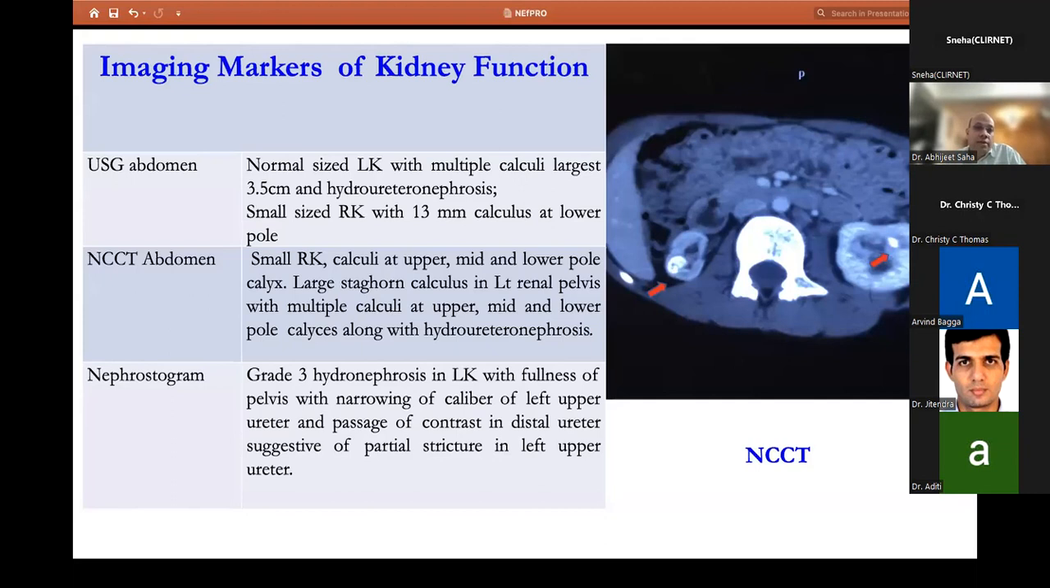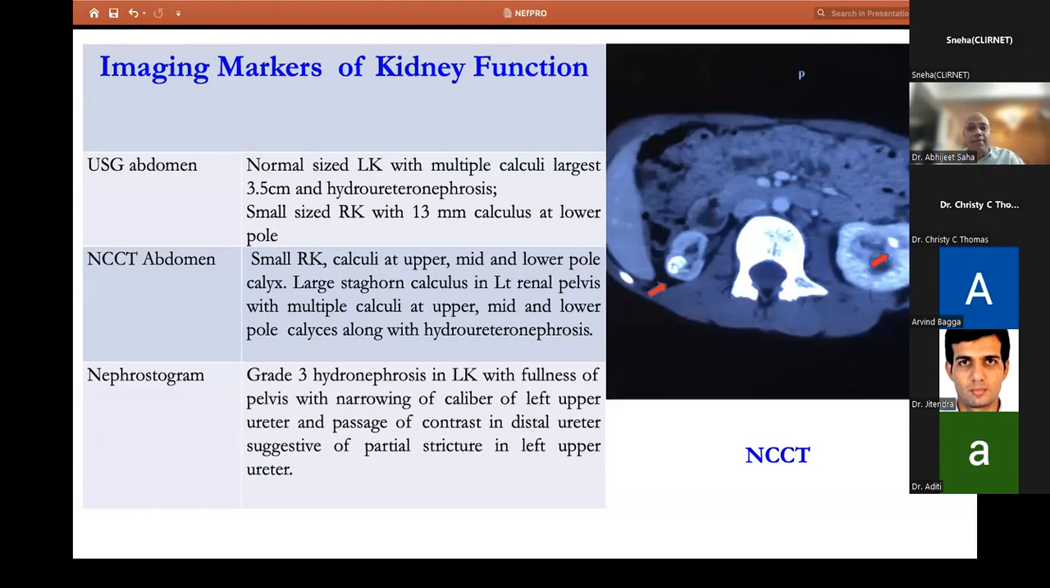So apart from the other things, imaging, the ultrasound, NCCT, other imagings are also available depending upon the case you are dealing with. This child had a normal sized left kidney, but he had a small right kidney along with a calculus, and on the left kidney also there were multiple calculi. So basically this child had multiple calculi. On the CT, there was a large staghorn calculus on the left renal pelvis with other multiple calculi. So imaging is again an important marker of kidney function.